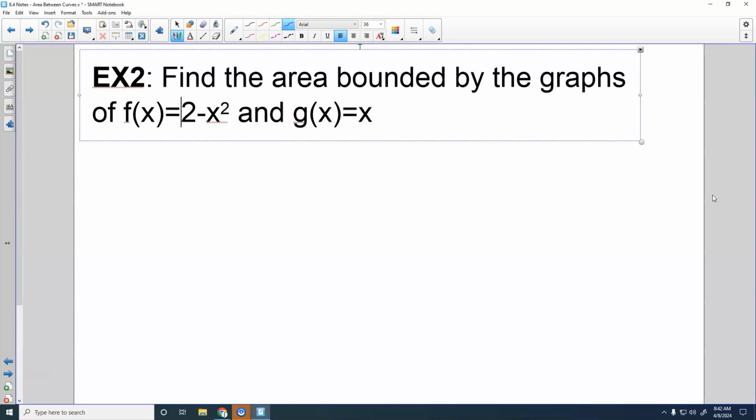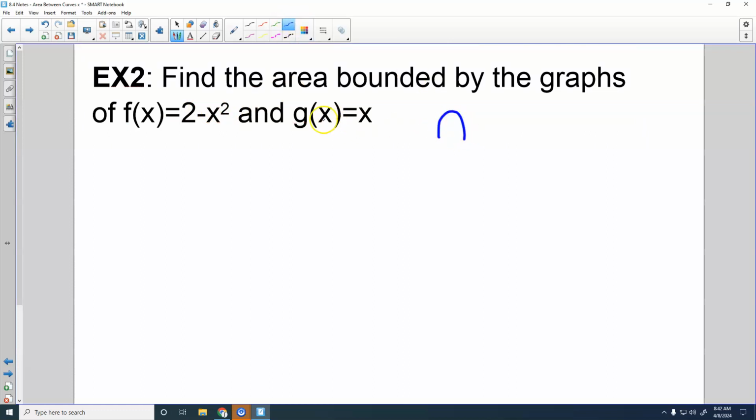Now, this one, did they give us the interval that we're supposed to look at? They did not. So that tells me probably these two graphs cross somewhere. If you think about what you're looking at, this is a parabola upside down, moved up some, and then you've got y equals x, just a line like this. So we're probably looking at something that looks a little like this. We need to know where those cross, and we need to know which function is on top and which one is on bottom. Because whenever you integrate, you always have to do the top minus the bottom.